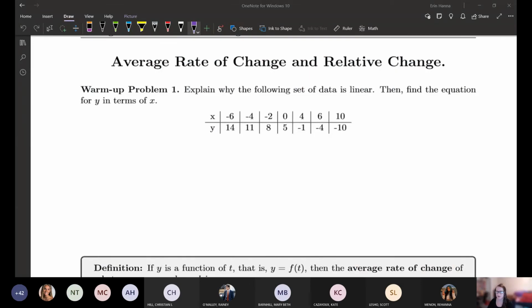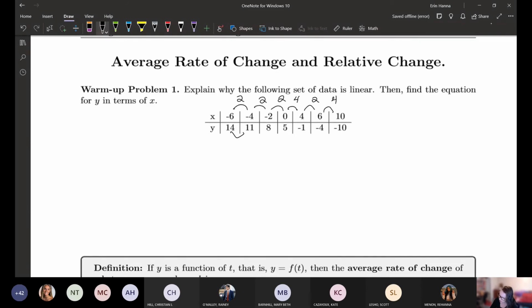All right, so let's go over this. We're asked to explain why the following set is linear and then find the equation of y in terms of x. If we want to check that this is linear, we have to figure out what the change in y over change in x is doing. Most of our changes in x are 2, but we have 2 of them that are 4.